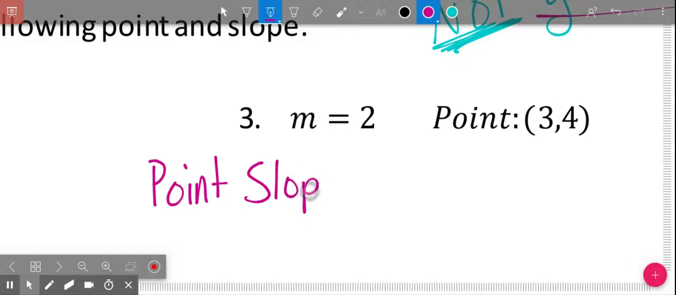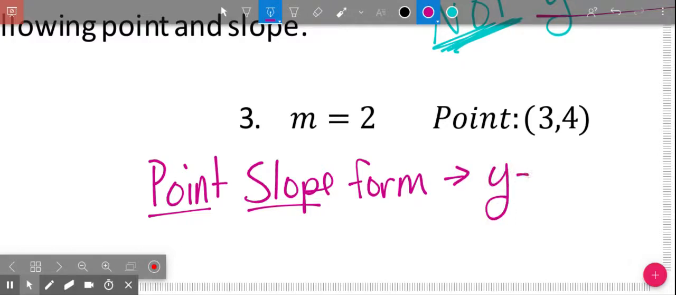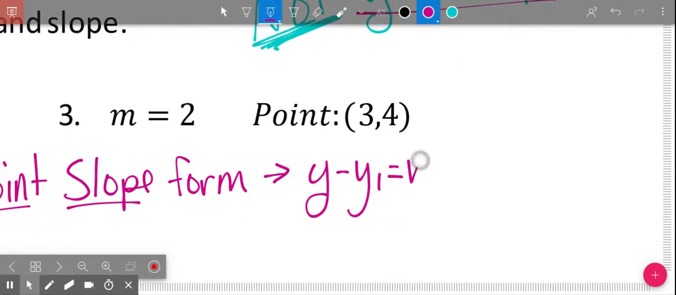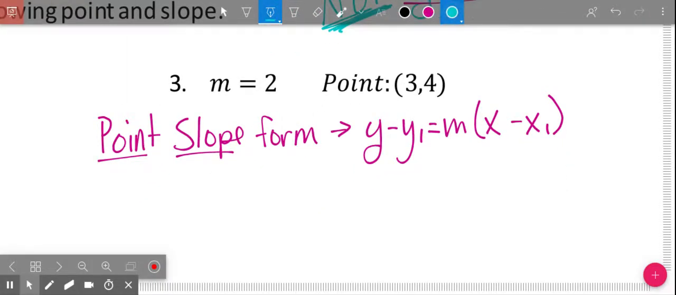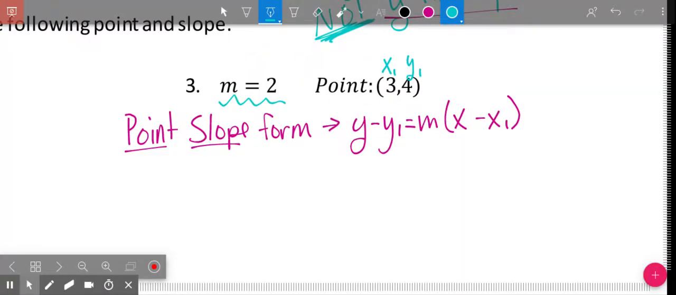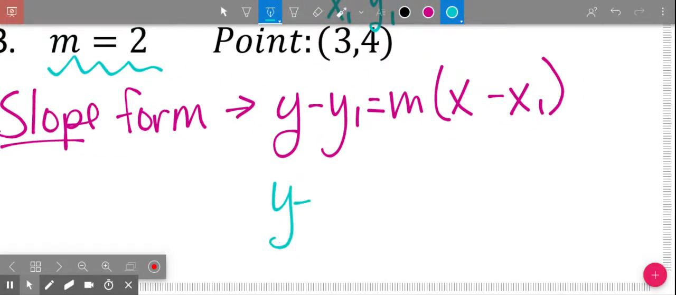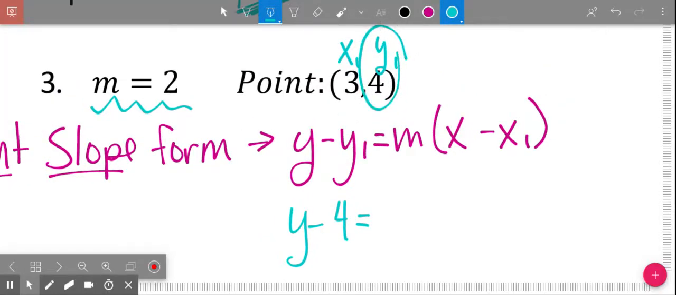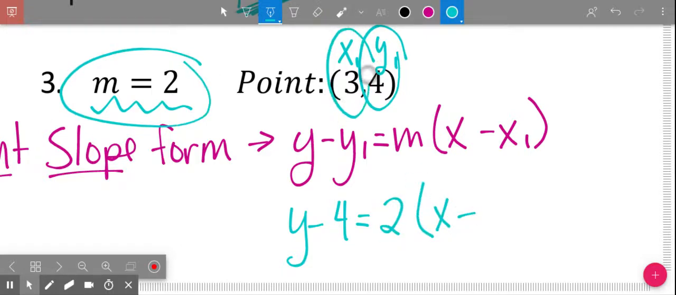Think about it: if I gave you a point and a slope, then you're going to use point-slope form, which is y minus y1 equals m times (x minus x1). Okay, so now we're going to label all of our pieces. This is our m. We already know that's our slope. The point, though, is always going to be x1 and y1. Now we're going to substitute in all of our pieces. So instead of y minus y1, it's going to be y minus 4 equals, because that's the y portion, my slope, which is 2, times (x minus my x1, which was 3).